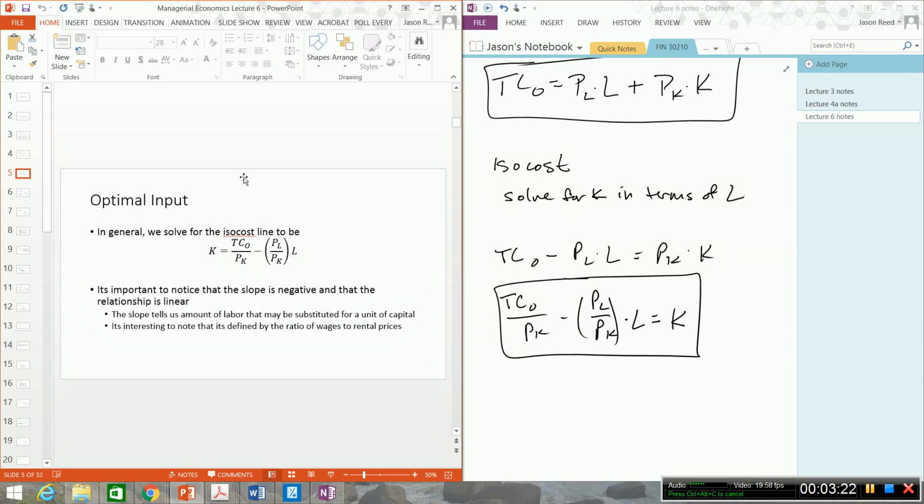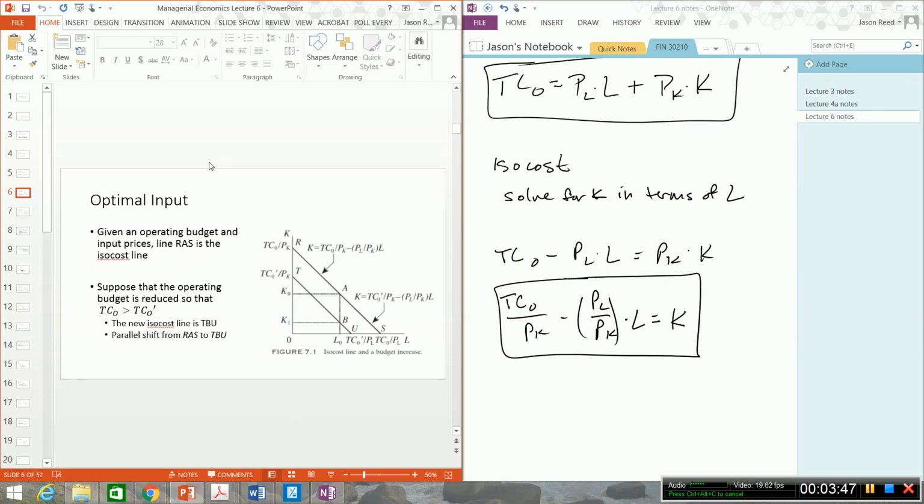What we see here is that there's a negative relationship between K and L, and this negative relationship is indeed linear because parameters P sub L and P sub K are given to us. So we realize that there's a trade-off between K and L happening. This happens because of the inverse relationship, and we know that this trade-off will be constant.